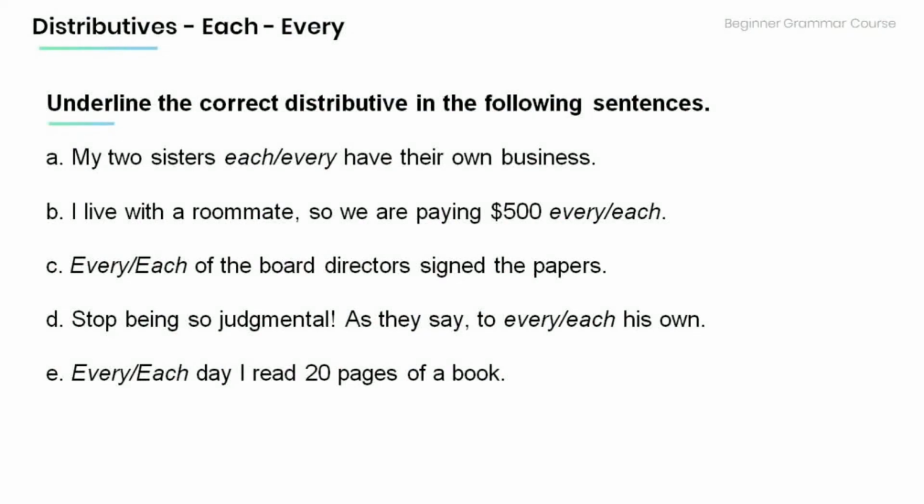Now, time for you to practice on your own. Read the following sentences and underline the correct distributive. A. My 2 sisters, each or every, have their own business. B. I live with a roommate, so we are paying $500 every or each. C. Every or each of the board directors sign the papers.